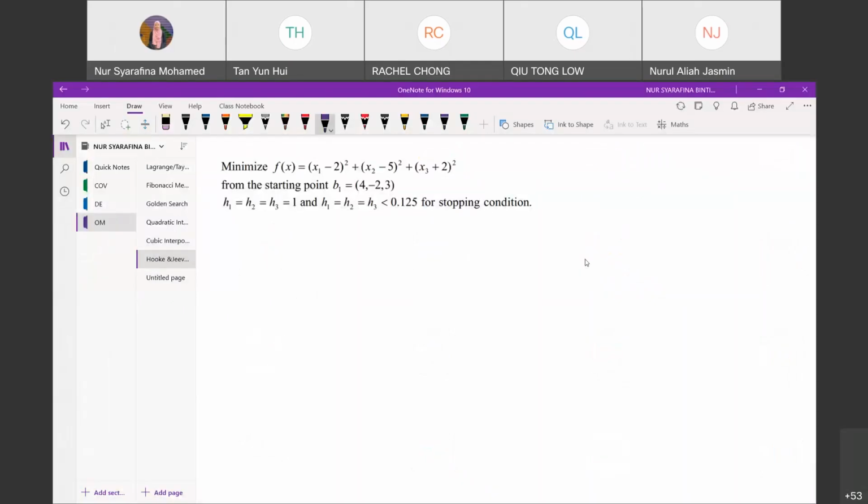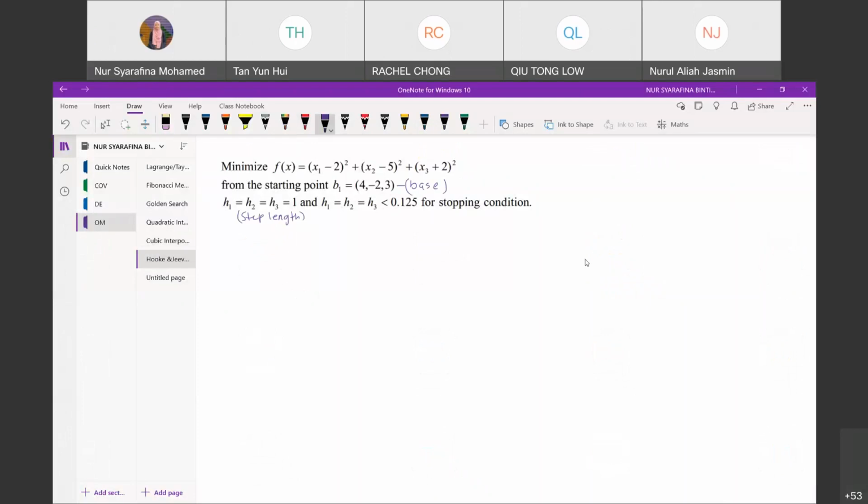You can see this is a minimization problem. You want to minimize f(x) where you have three variables, x1, x2, x3. B1 here is your base. This is your base. This is your step length. And your stopping criterion is when the step length is less than 0.125.